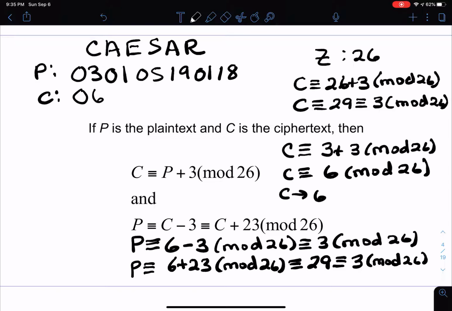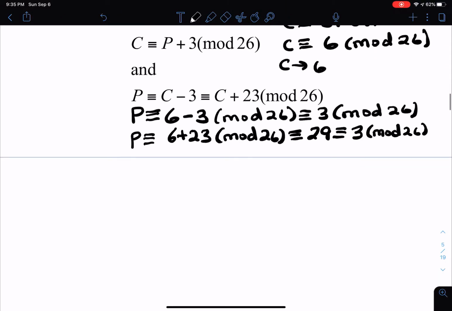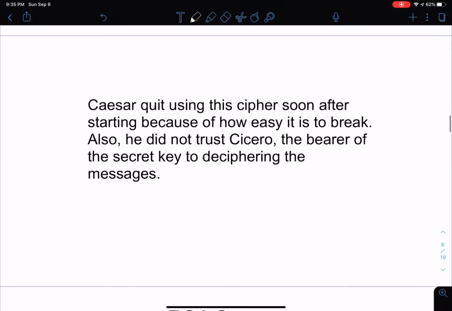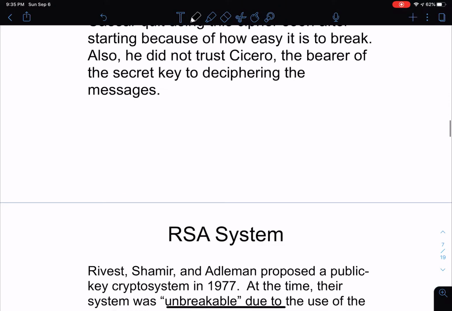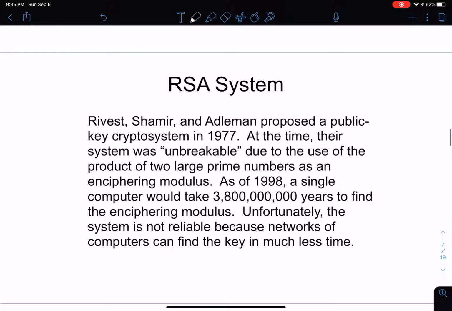Or, like in today's terms, your computers do well with numbers, so you could set up a formula or an equation to have your computer work this out for you. Obviously, we did not stick around using this forever, because Caesar quit using this soon after starting because of how easy it is to break and because he didn't trust Cicero. Cicero had the key, and you have to trust the bearer of the key, otherwise it's going to break down and not work. But fast forward lots and lots of years.